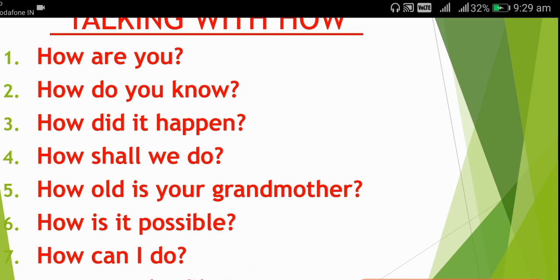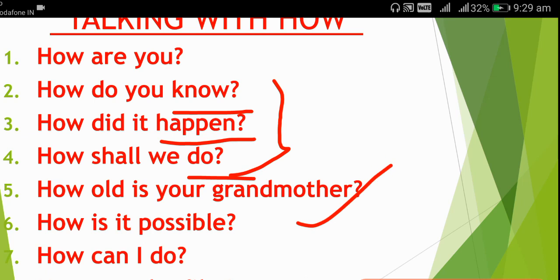You use this kind of sentences with V1 here: happen, do. I also discussed this earlier. So, how old is your grandmother? आपकी दादी कितने वर्ष की है? How old is your grandmother? How is it possible? ये कैसे संभव है? How can I do? मैं कैसे कर सकता हूँ? How was the film? Film कैसा था? Movie कैसा था? You use generally this kind of sentences.